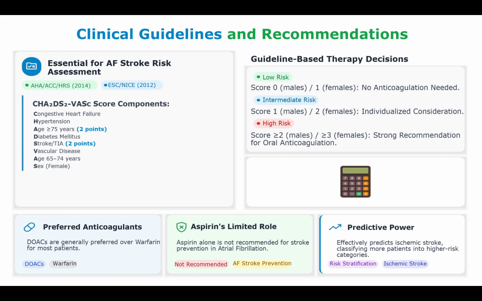Regarding the choice of anticoagulants, the landscape has significantly evolved. Direct oral anticoagulants are now unequivocally preferred over warfarin for the vast majority of patients. This preference is due to their improved safety profile, reduced need for frequent monitoring, and overall greater convenience for patients. Finally, it is critically important to remember that aspirin has a very limited role in the primary prevention of stroke for patients with atrial fibrillation. It is generally not recommended as monotherapy for this purpose, as its benefits are minimal compared to its bleeding risk in this specific context.